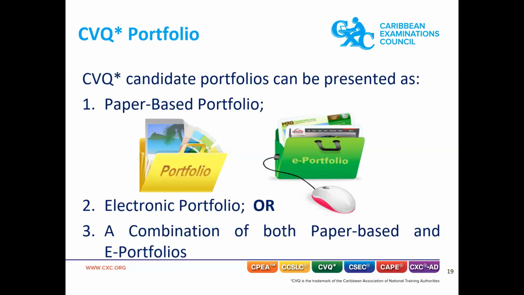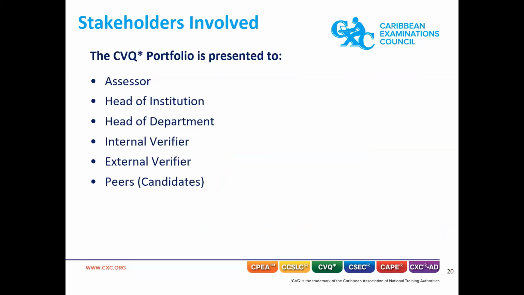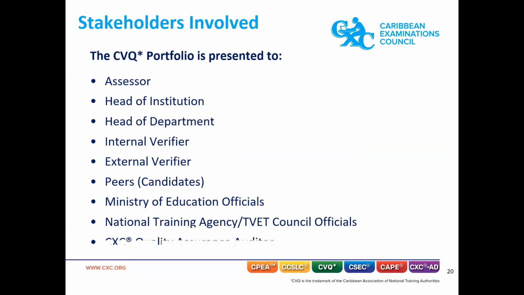All right? All right. So now we have identified how portfolios can be presented. So the portfolio is presented to these persons. We know that it's presented to the assessor, but at any time, your head of institution in your school, your head of department, that's the principal, your head of institution is the principal. They practice instructional leadership, and so they're responsible for all programs in your school, including CVQs.